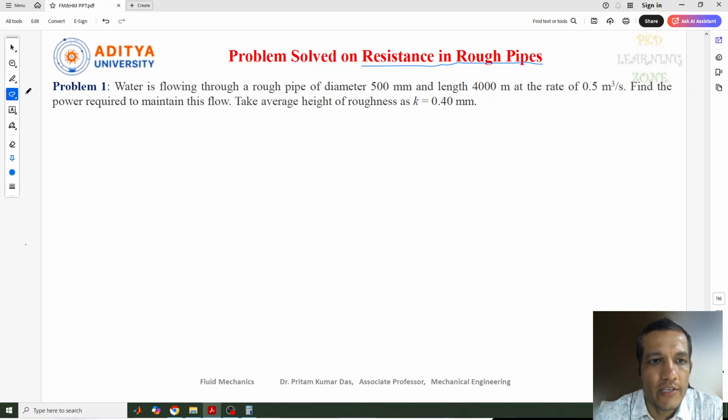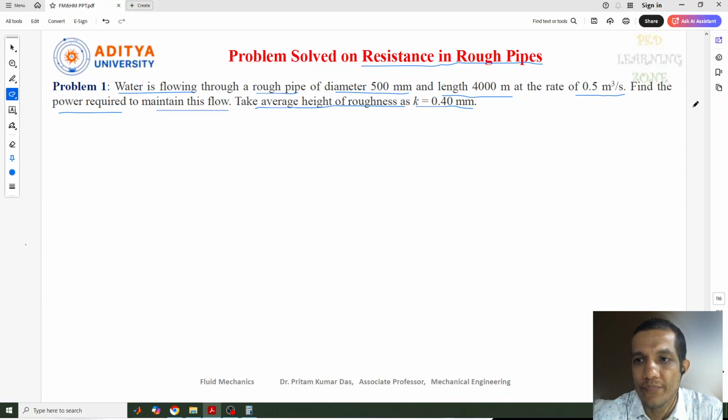So the question is given here. Water is flowing through a rough pipe of diameter 500 millimeter and length 4000 meter at the rate of 0.5 meter cube per second. Find the power required to maintain this flow, and take the average height of roughness as k equal to 0.4 millimeter. So we need to find the power required to maintain this flow.